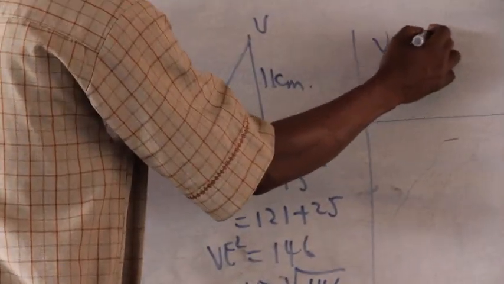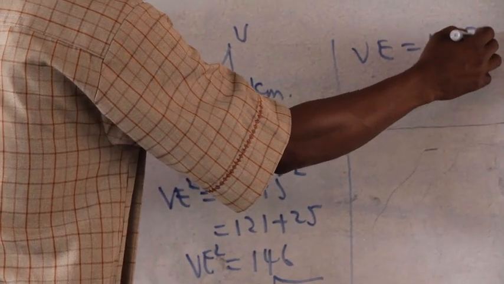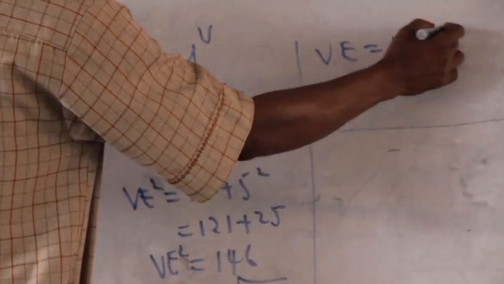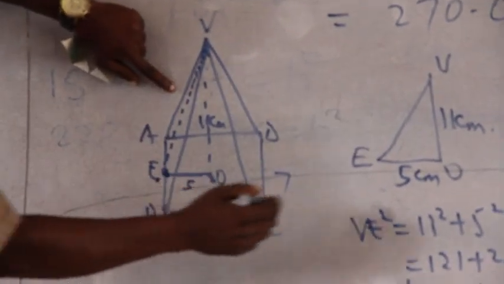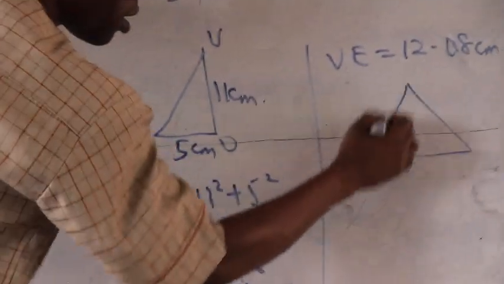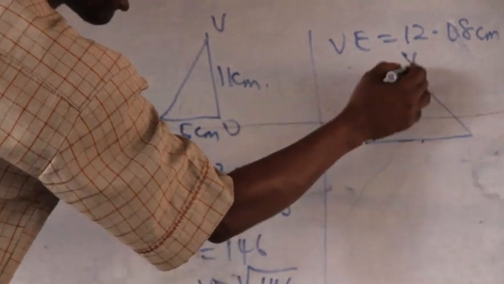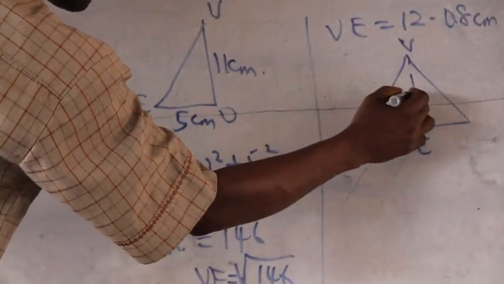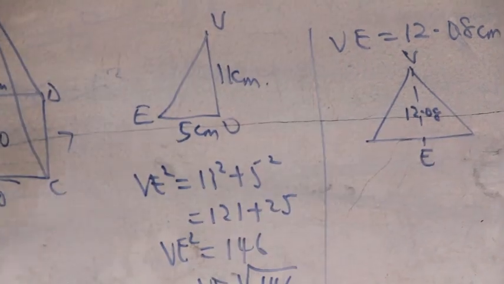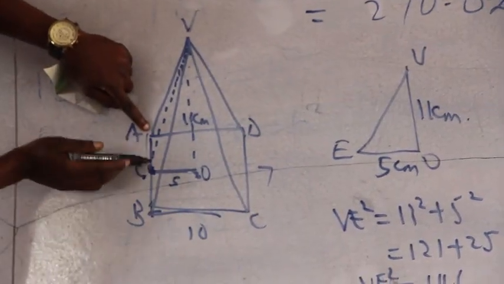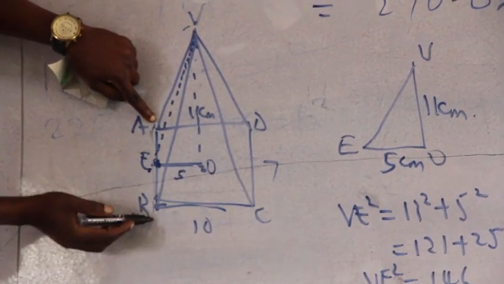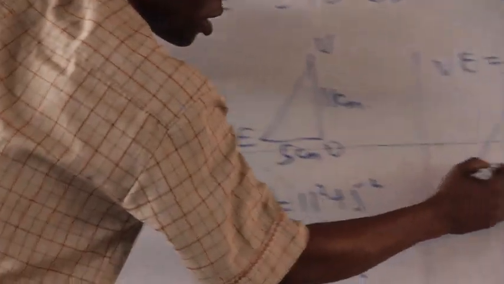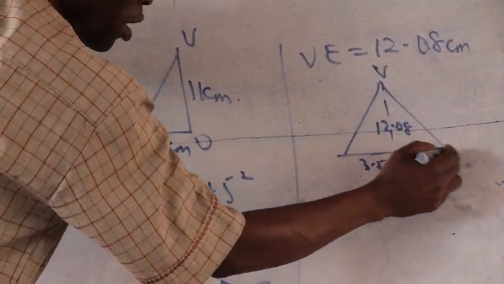VE is equal to 12.08 centimeters. Now, I will bring out the triangle. This dotted line is VE. Let me now bring it out. VE, and what is that? 12.08. Now look at this side, AB. This is AB because this is VE. This AB is what? 7. Abi? 3.5, 3.5, which is 7.